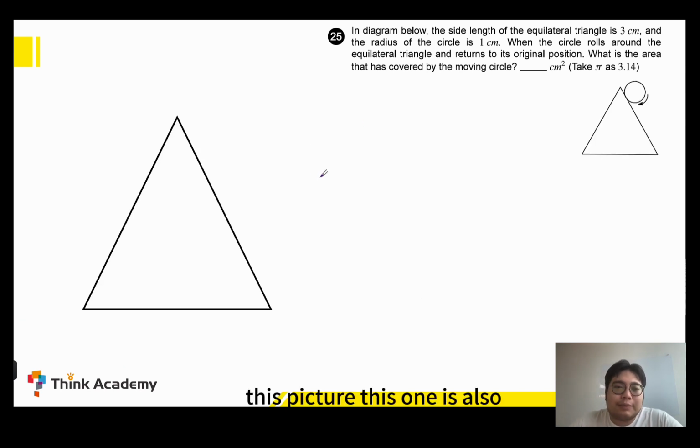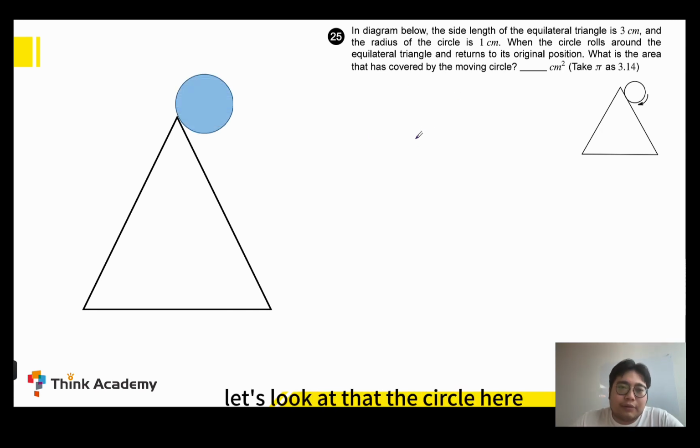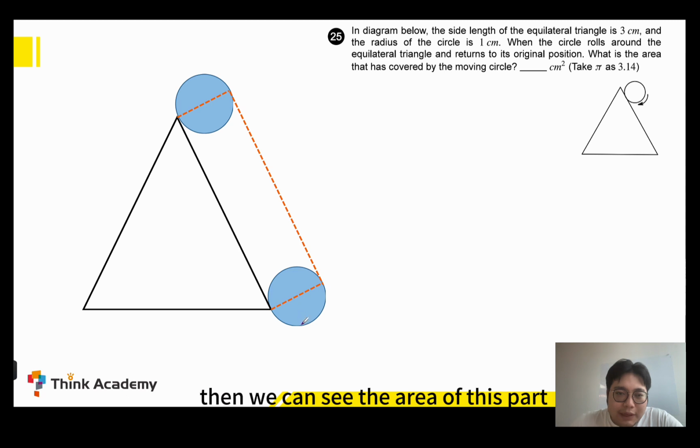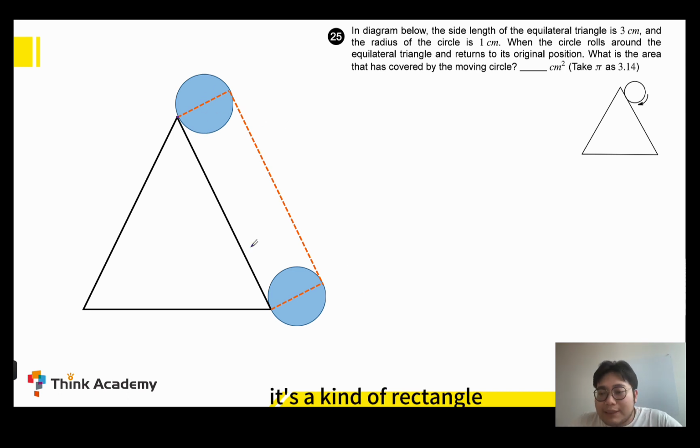Actually, let's look at this picture. This one is also an equilateral triangle. Let's look at the circle here, and if it moves to this place, then we can see the area of this part, the orange line frame. Inside this frame, it's a kind of rectangle.